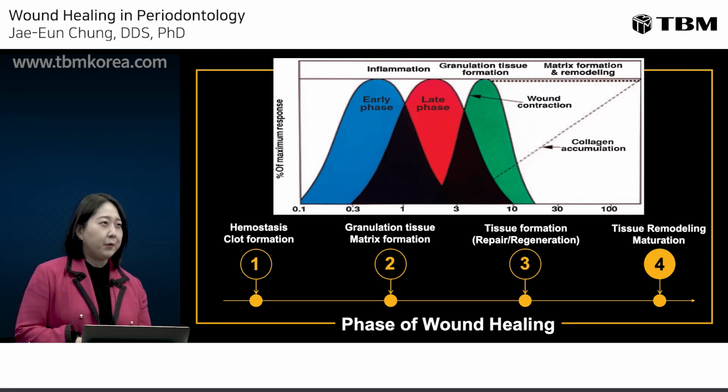As you saw before, the wound healing phase proceeds like this. First, the clot formation phase, second, the matrix formation phase, and third, the tissue formation phase. And the collagen is accumulated in the matrix. Then the final maturation stage occurs.